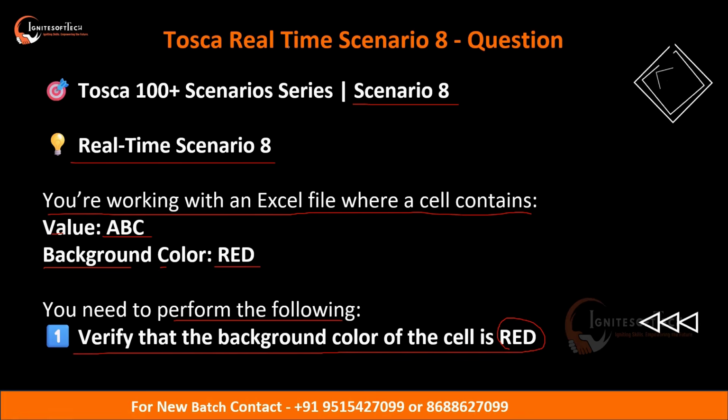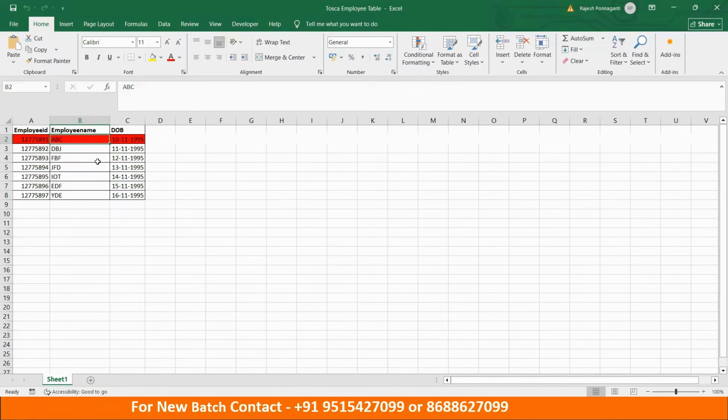Now what we will do? How to automate this in Tosca? For example, again, there is a cell with the value ABC and color equal to red. I have prepared an Excel sheet, guys. Here you have employee ID, employee name, and date of birth, some XYZ values.